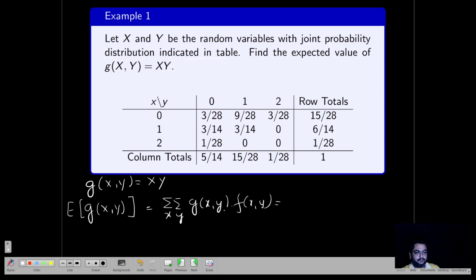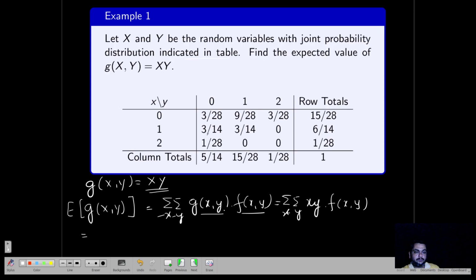What is this equal to? For all x and for all y, you multiply these values. What is g of x comma y? It is xy. So this is nothing but summation over x, summation over y of xy, that is the function they have given, into your joint function.